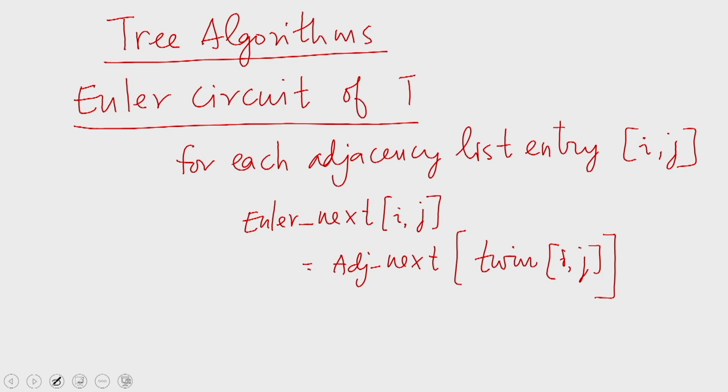Suppose we do this for every single adjacency list entry simultaneously. So, assuming that we have one processor stationed at the adjacency list entry ij, what we do is this: we access the twin of ij. Since the entry ij has a twin pointer, we can access the twin in order 1 time. Once we have the twin, we take its adjacency list next pointer. The same address will be the address of the Euler circuit next of ij. That is, after traversing ij in the Euler circuit, you will have to traverse the adjacency list neighbor of the twin, ji. So, let me make this clear with an example.